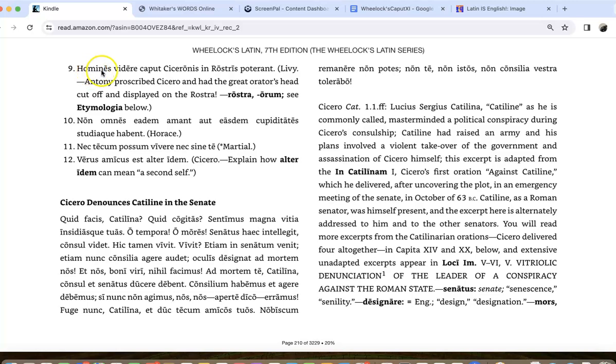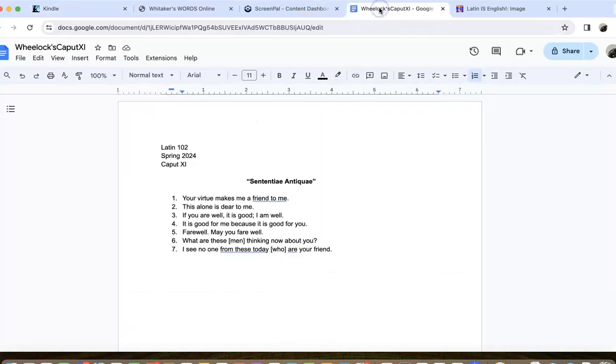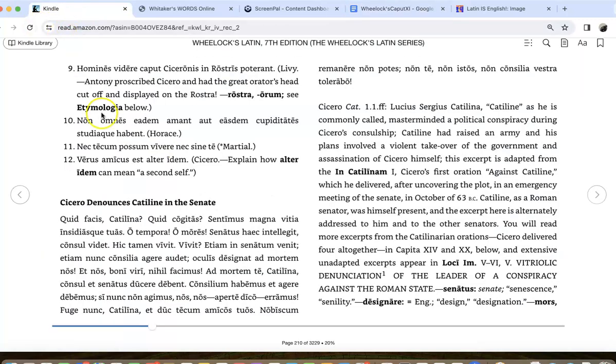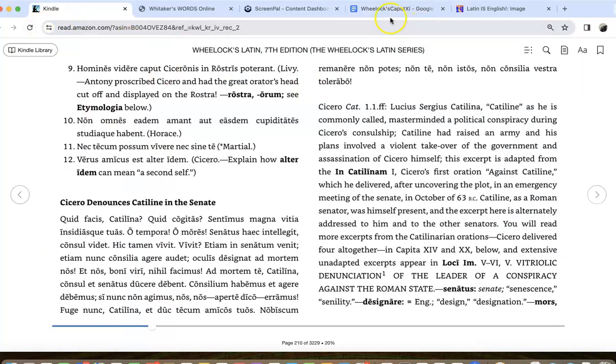Number 9, the men see the head of Cicero on the rostra were able. So the men were able to see the head of Cicero on the rostra. This one is fairly straightforward. Let me write it out and then I will explain the grammar. Let's see, did I miss one here? I think I did. Let's see, which one did I miss?